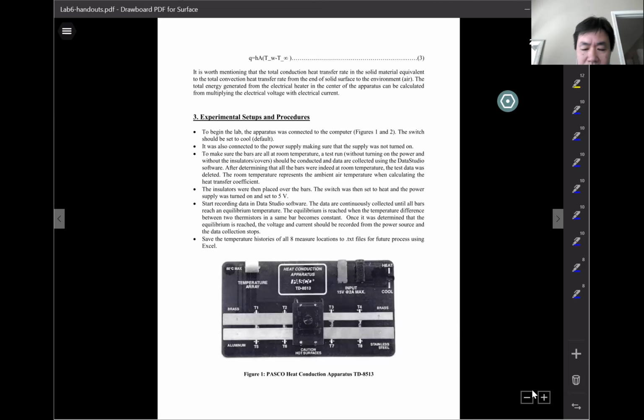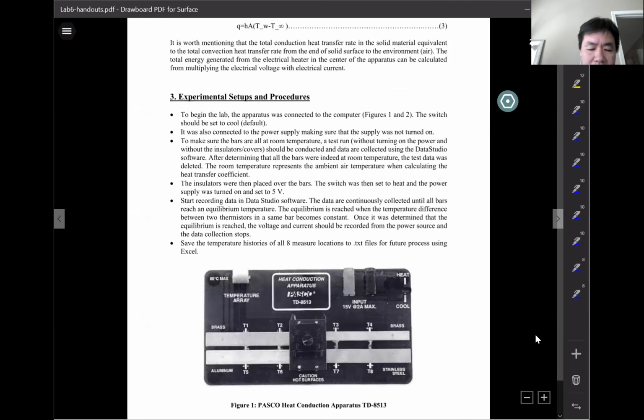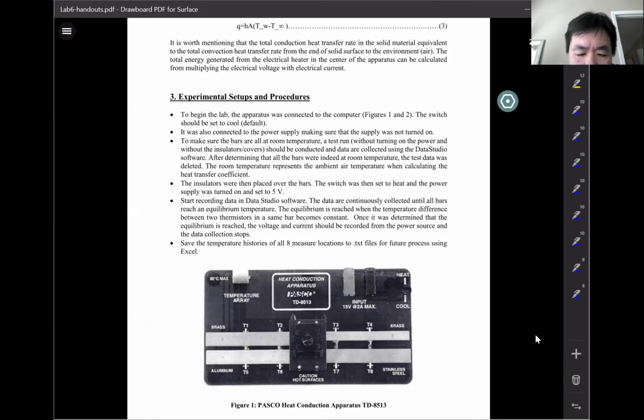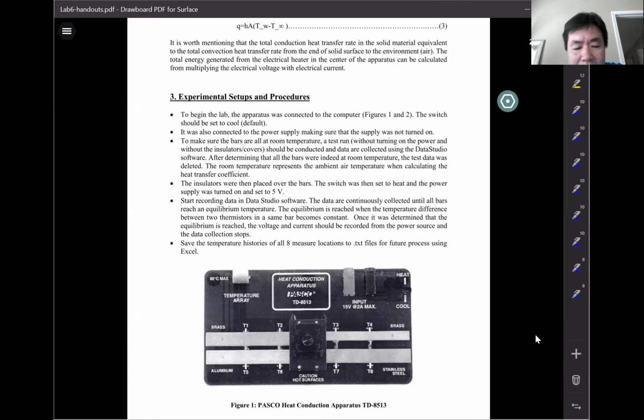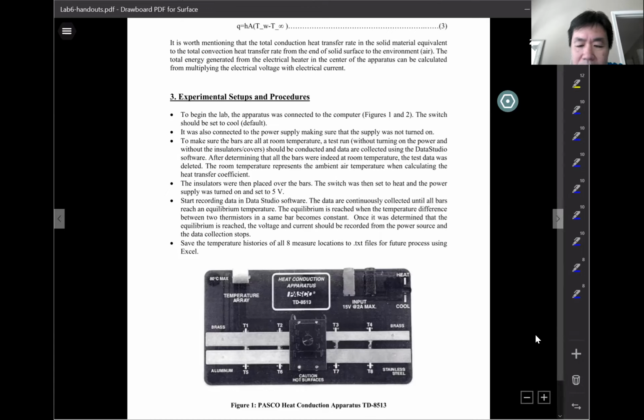If I enlarge it a little bit, you can see that there are 4 metal bars. The top 2 bars are brass. The bottom left is aluminum. The bottom right is stainless steel. So 3 different materials. For the 2 brass bars, one has a bigger cross section and the other has a smaller cross section, so we can also see the heat transfer effect based on the cross-sectional area.